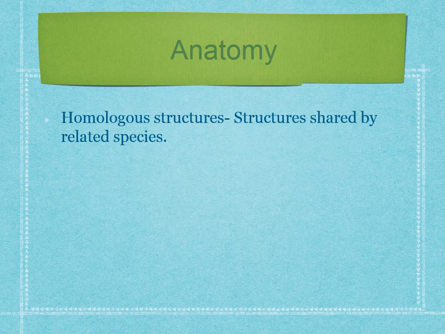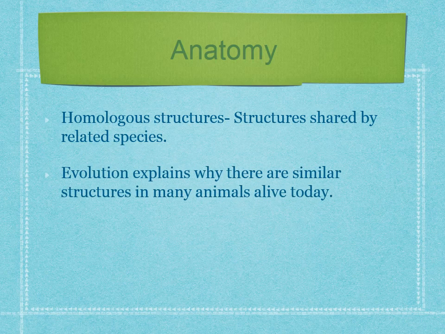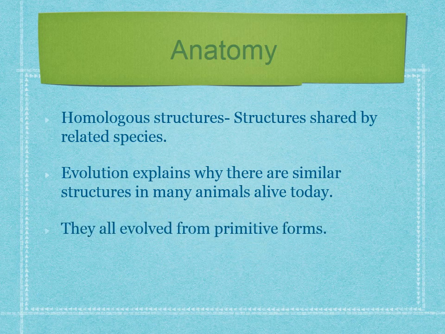So the first thing we're going to talk about are homologous structures, and these are structures that are shared by related species. Essentially, if you look in one animal and then compare it to another animal, they're going to have certain structures in their bodies that are built essentially the same way. And evolution explains why there are similar structures in many of the animals alive today.